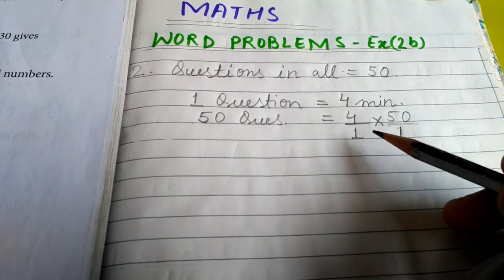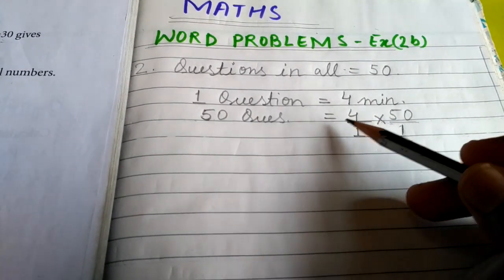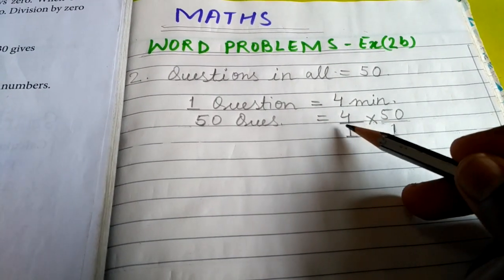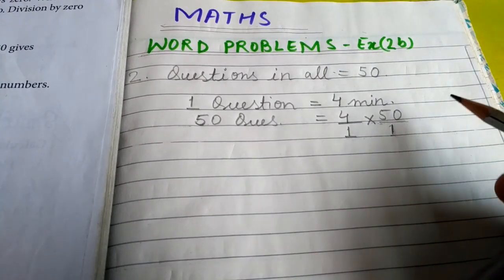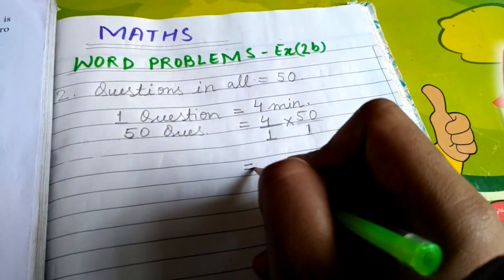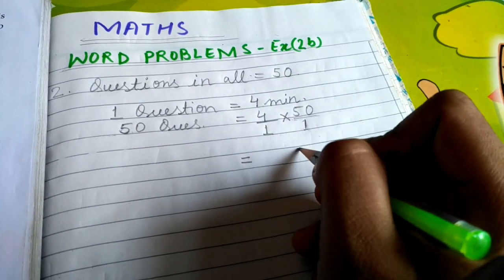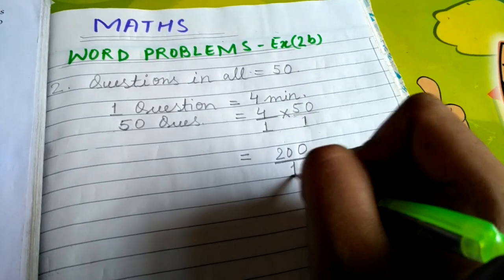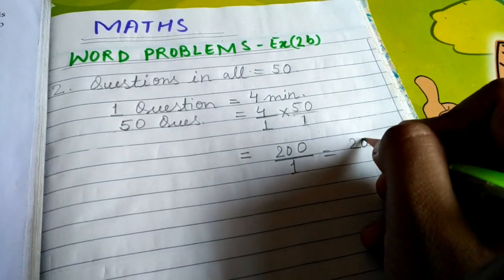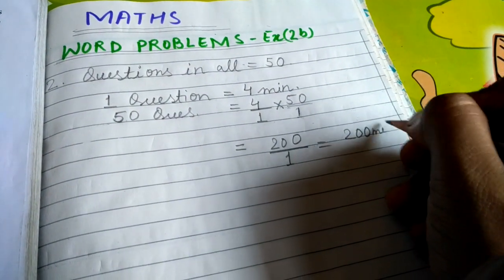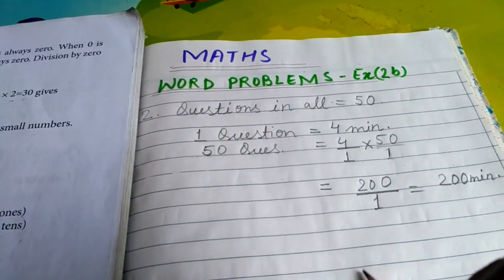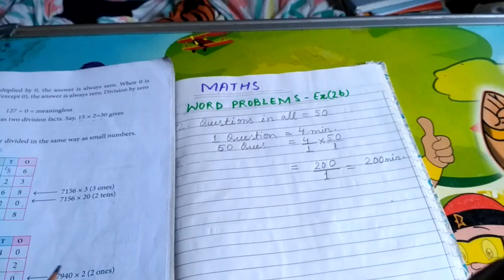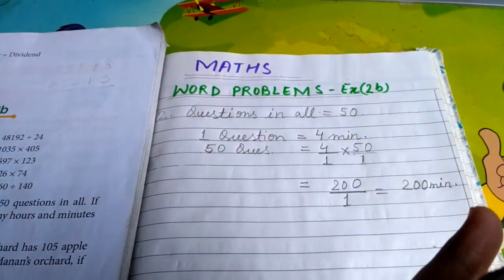Now we have to solve this. Nothing can be cross cut, because now we have to multiply. This 50 will get multiplied with 4 and this 1 will get multiplied with 1. So what will be the result? 50 multiplied by 4 gives 200, and 1 multiplied by 1 gives 1. So it can be written as 200 minutes. In total, Rishabh will spend 200 minutes to solve all these 50 questions.